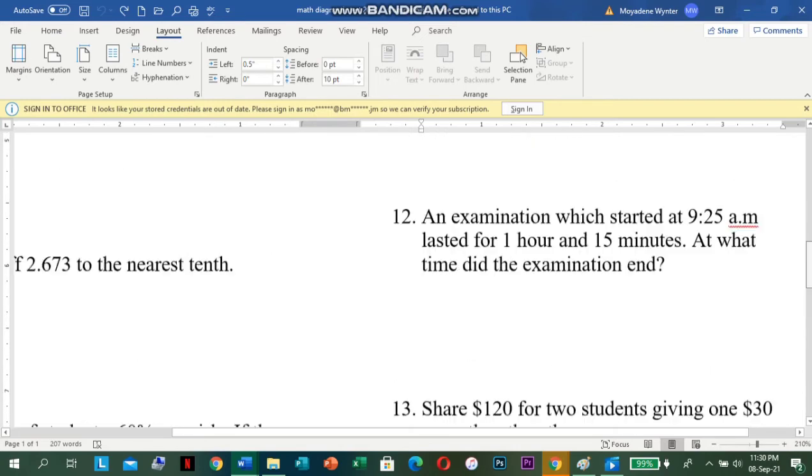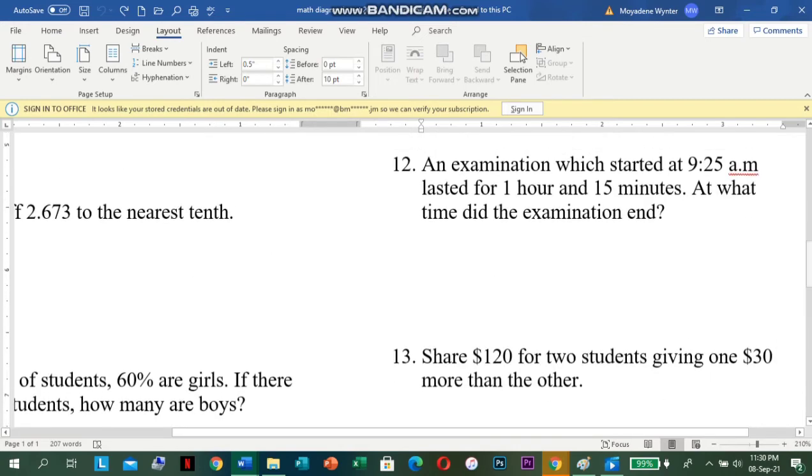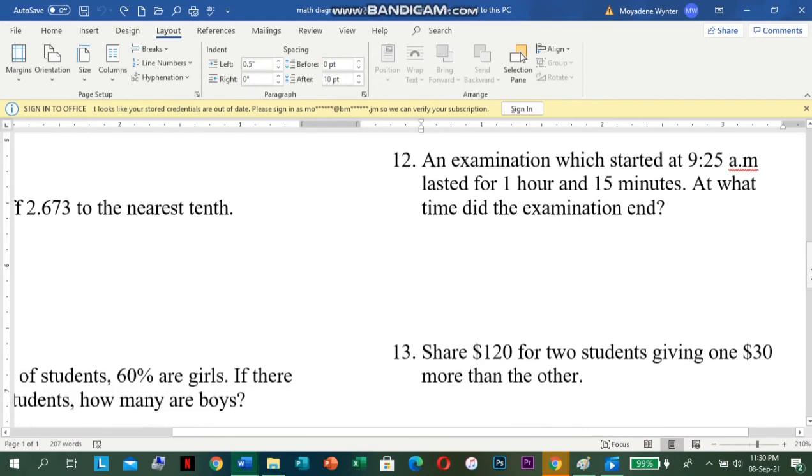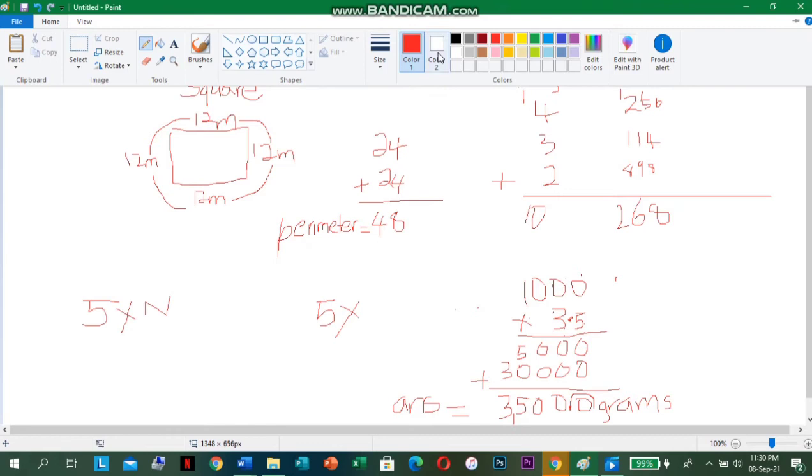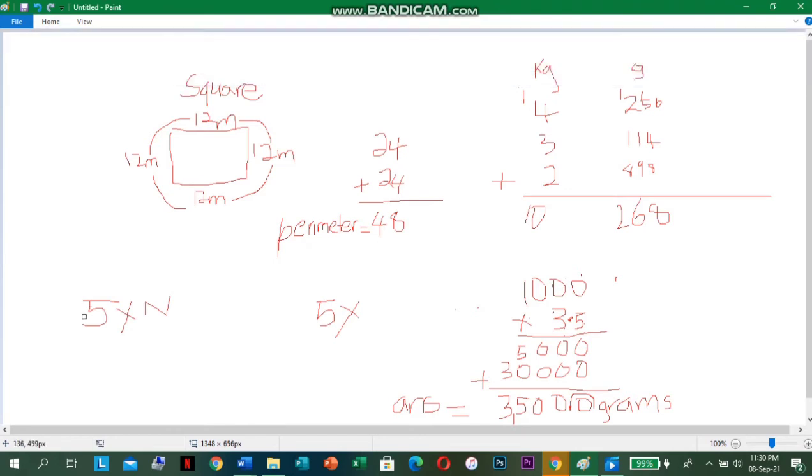So an examination which started at 9:25 a.m. lasted for 1 hour and 15 minutes. At what time did the examination end? Let me read it again. An examination which started at 9:25 a.m. lasted for 1 hour and 15 minutes. At what time did the examination end? Let me clean my board quickly to work this out.